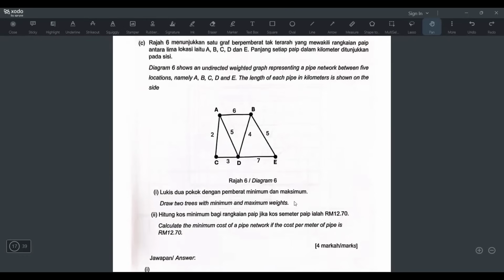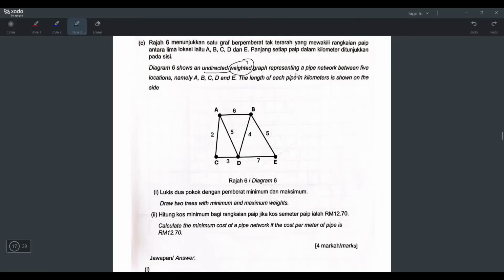Okay, let's do see what is this. Also same yeah, it's still the same question, so it's still graph theory. Diagram 6 shows an undirected weighted graph. Undirected means no direction. Weighted means there will be a value assigned to all the edges. Okay, yeah, each edges will be assigned a value, and the value will represent some information. It could be distance or price or anything.